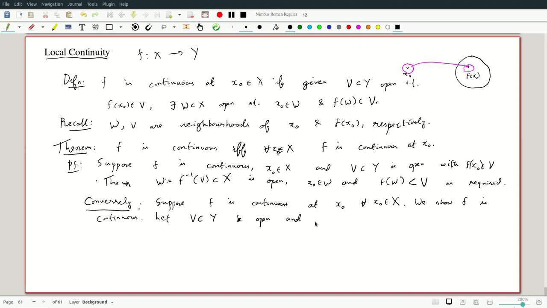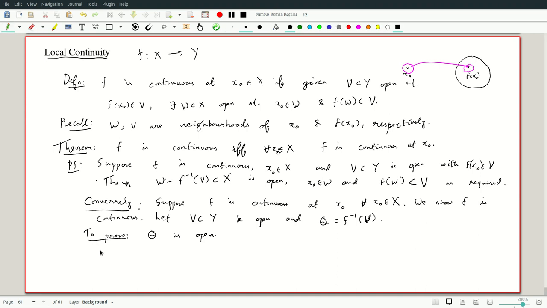And let's give it a name. Let's call it W equals f inverse of V. Okay. So to show now, maybe I wouldn't call it W because I've used W's for neighborhoods of points, but some Q or something. So to prove, what we have to prove is Q is open.